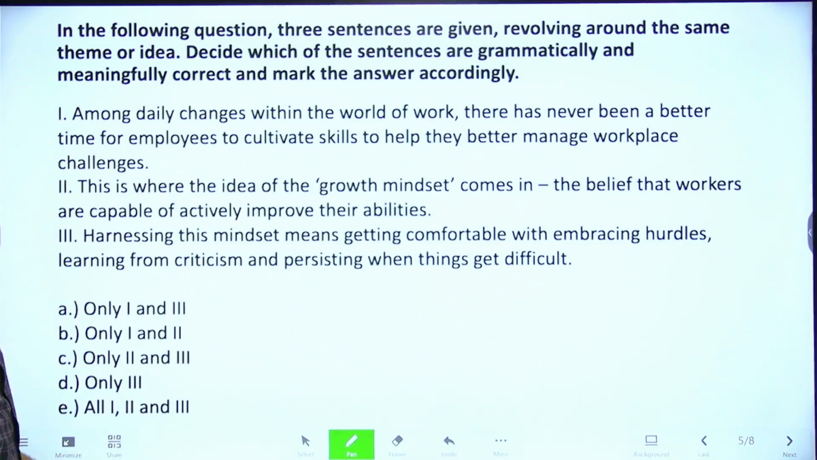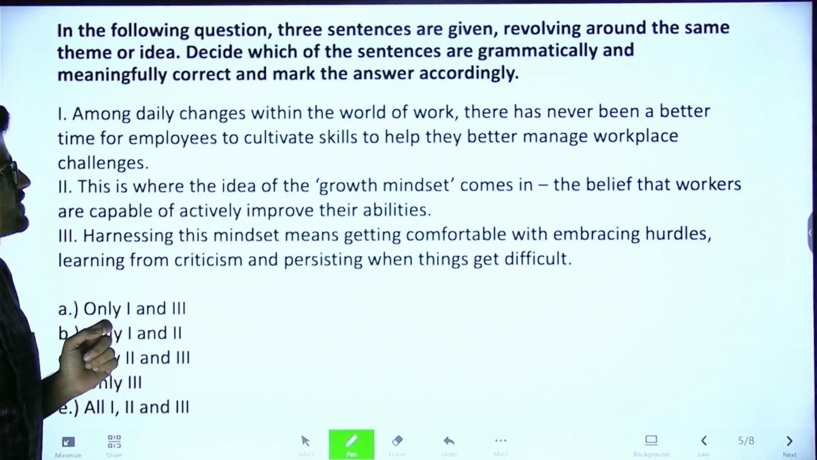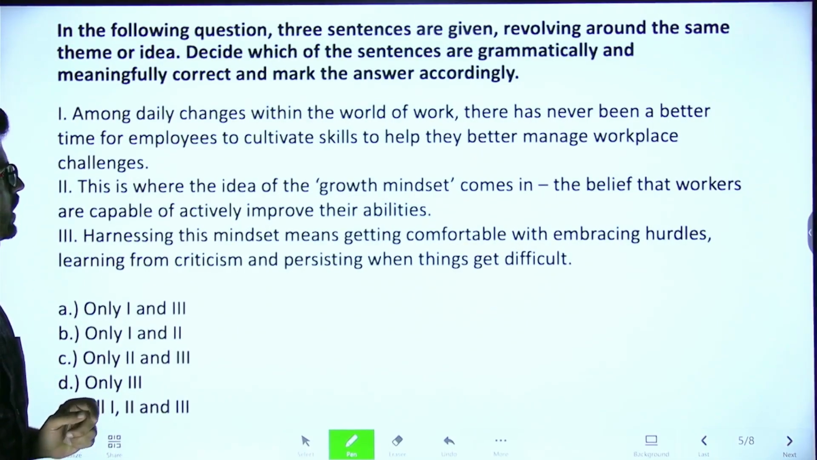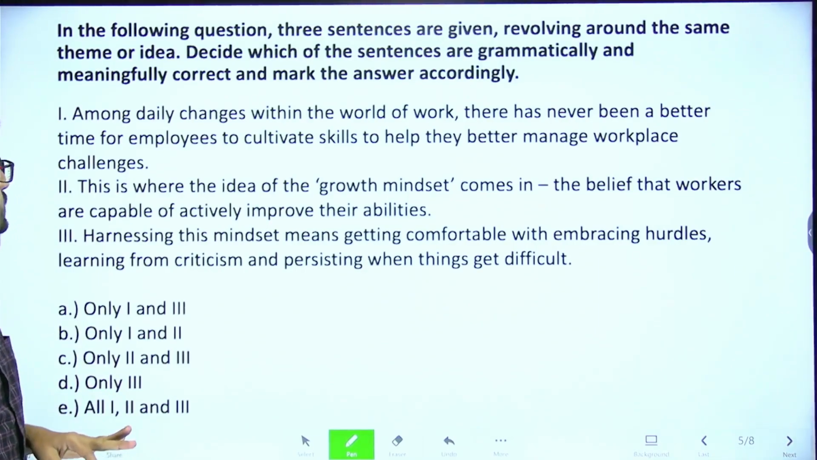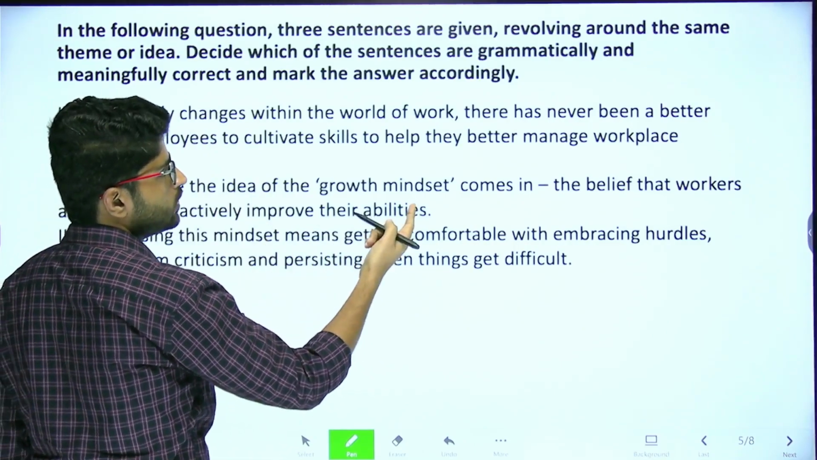The next set, okay, so we have the next set of sentences. The first sentence says, among daily changes within the world of work, there has never been a better time for employees to cultivate skills to help they better manage workplace challenges. So among daily challenges within the world of work, बहुत सारे challenges हैं in the world of work.